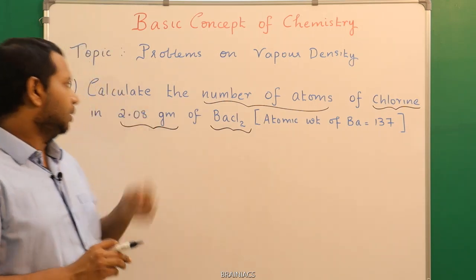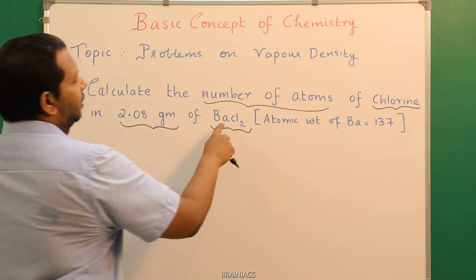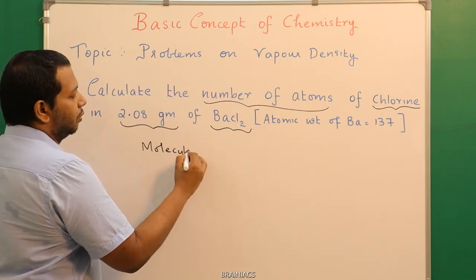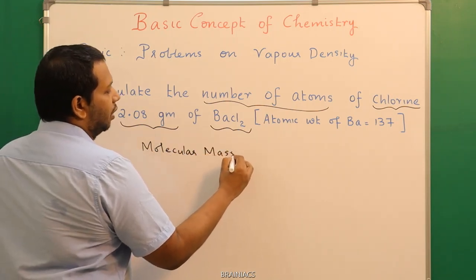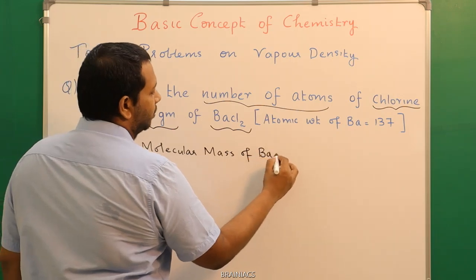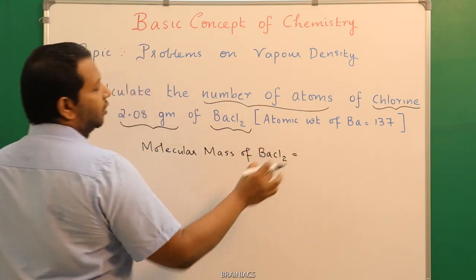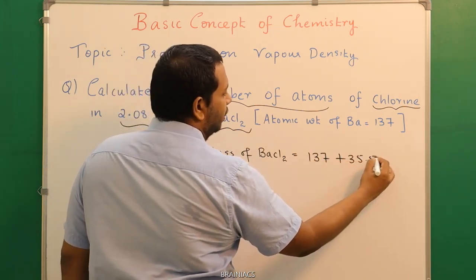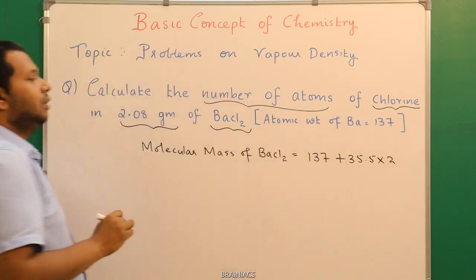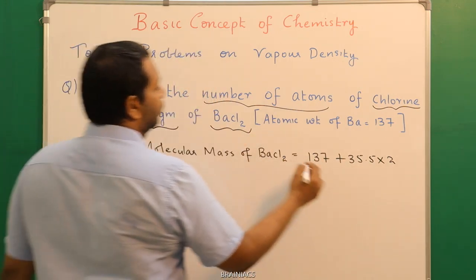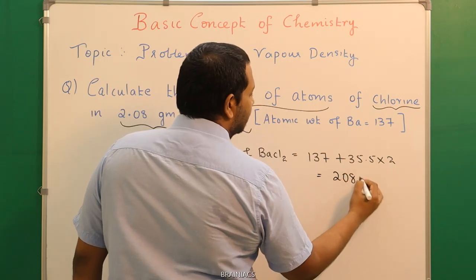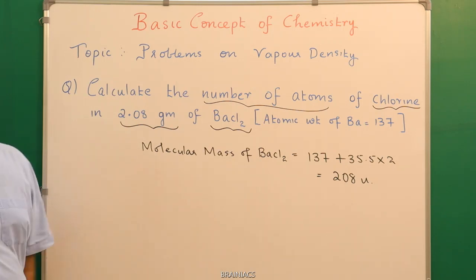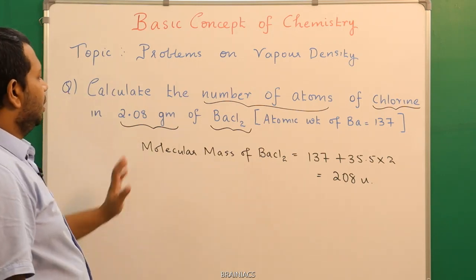We have many methods. We will go by the standard method. So what is the molecular mass of barium chloride? First we will find that. The molecular mass of BaCl2, barium chloride, is equal to the atomic mass of barium, that is given as 137, and chlorine we know is 35.5 into 2 since it is Cl2. If you calculate this, it will come around 208. So this is the molecular mass of barium chloride, in atomic mass unit or unified mass. Okay, now we know this one.